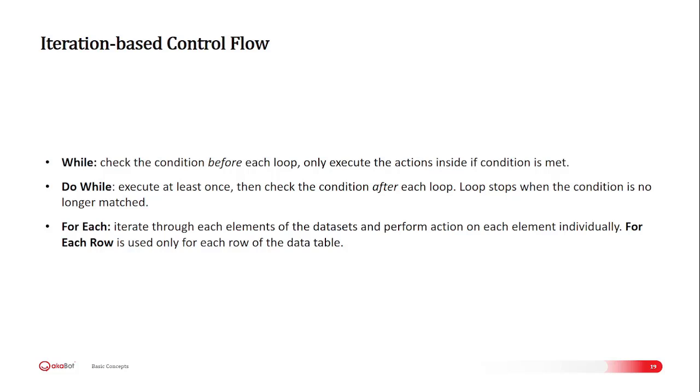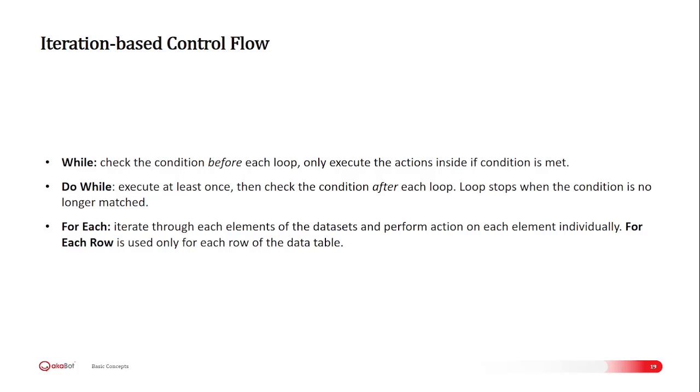Next, there is the do while loop. This one works a little differently. It will always execute at least once, even if the condition isn't met initially. After the first run, it checks the condition after each iteration. The loop continues until the condition is no longer true.